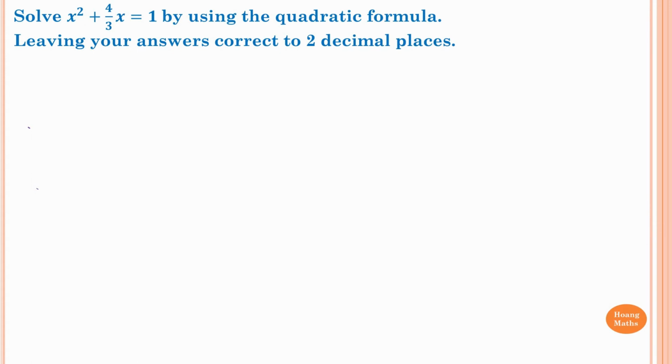Please stop the video and try this one yourself. X squared plus 4 over 3x is equal to 1. Step number 1, I times everything by 3 because I want to get rid of the fractions, and it's easier, that's all. So times by 3 gives me 3x squared plus 4x is equal to 3.